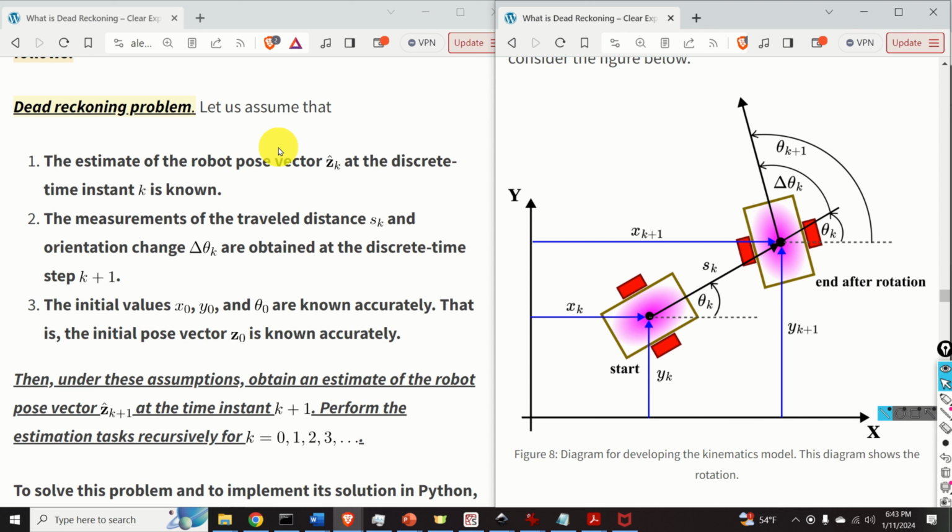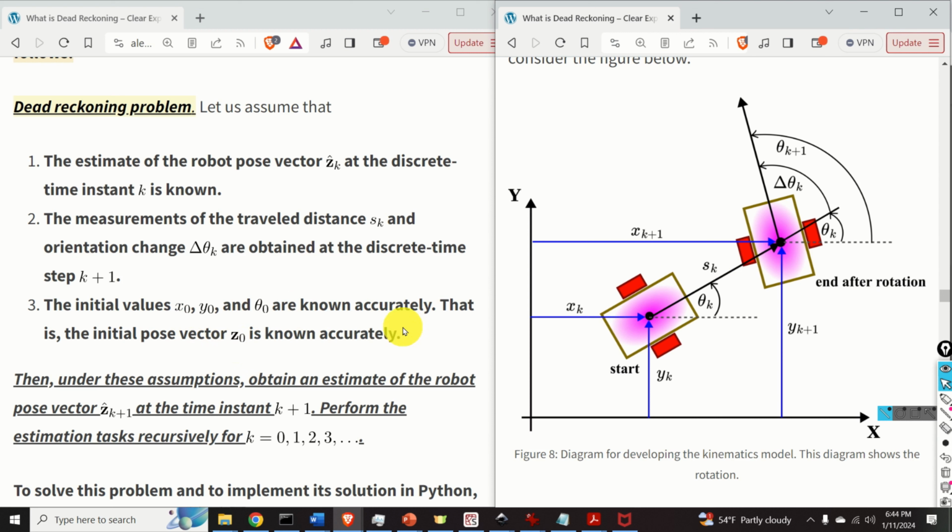The dead reckoning problem can now be formally defined. Here is the dead reckoning problem. Number 1: Let us assume that the estimate of the robot pose vector zk hat at the discrete time instant k is known. Number 2: The measurements of the travel distance sk and the orientation change delta θk are obtained at the discrete time step k plus 1. Number 3: The initial values of x0, y0, and θ0 are known accurately. That is, the initial pose vector z0 is known accurately.